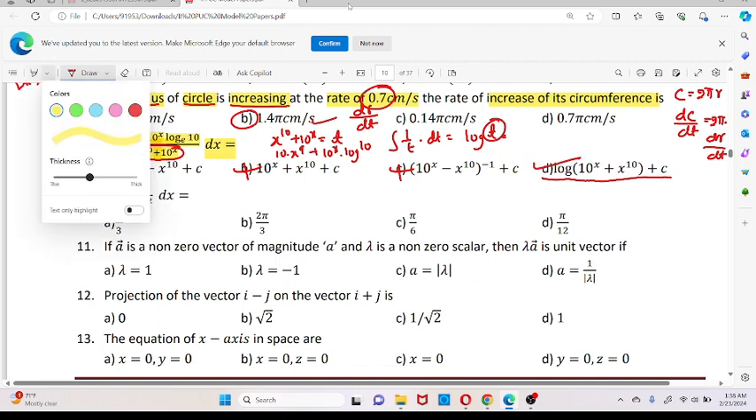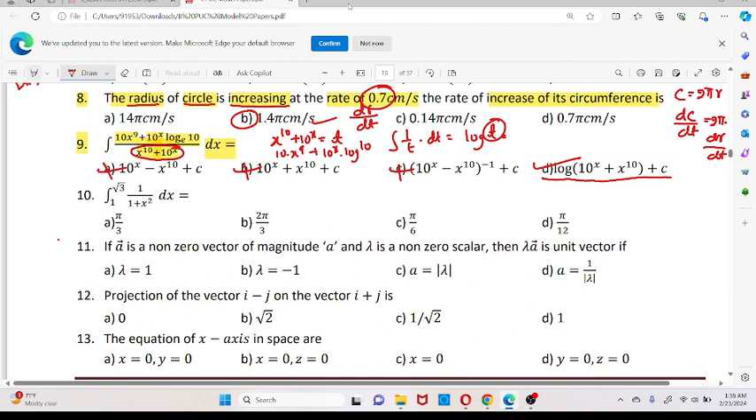Let me go with the 10th one. See, the 10th one is integration from 1 to root 3 of 1 divided by 1 plus x square, right? See here, we know that integration of 1 divided by 1 plus x square is what? Tan inverse of x. So since here we have to apply the limits, 1 to root 3, I will do it as upper limit minus lower limit. So tan inverse of root 3 minus tan inverse of 1.